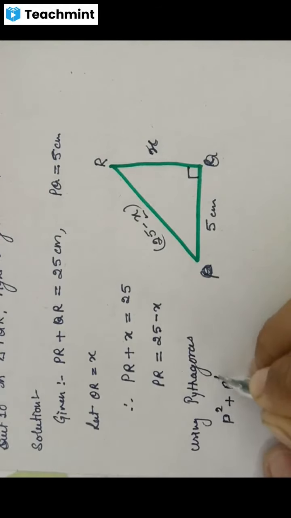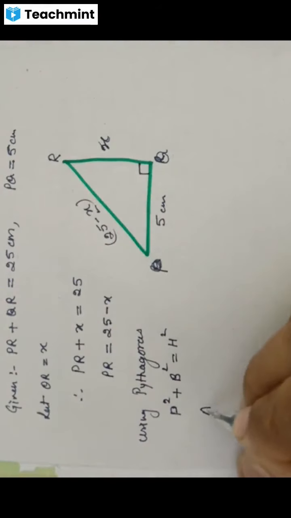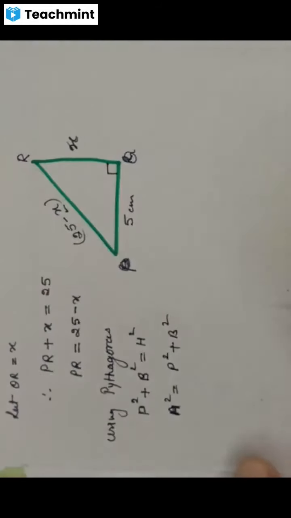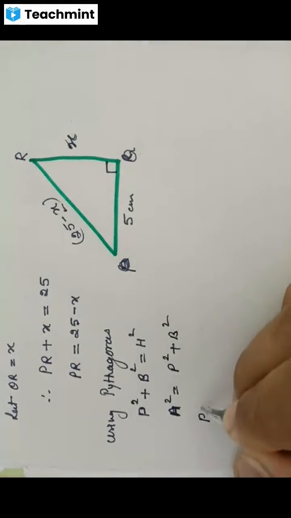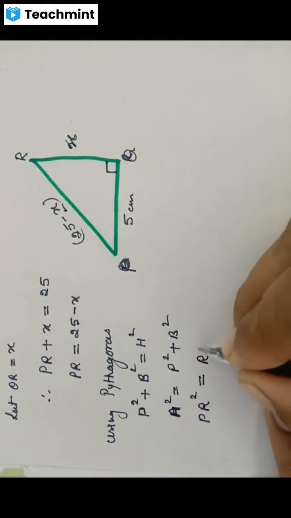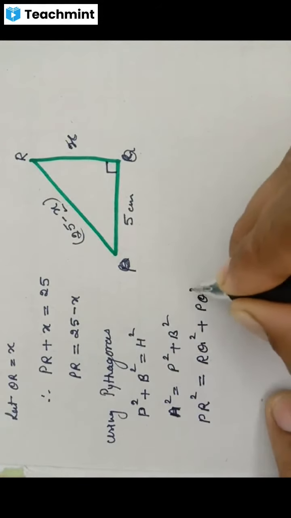Or reciprocally we can write here, hypotenuse whole square is equal to perpendicular whole square plus base whole square. So hypotenuse is what? Hypotenuse is PR whole square. Perpendicular is what? RQ whole square. Base is what? PQ whole square.